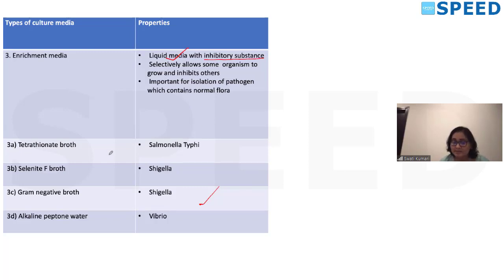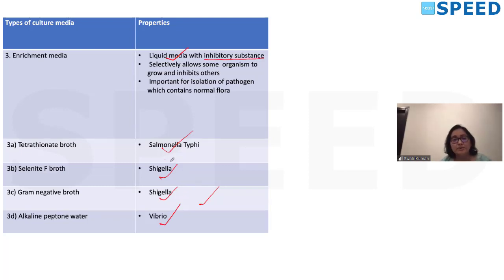You must be knowing, you have seen plenty of questions on enrichment media. Even in your CET this year, a question has been asked for Shigella. So you use tetrathionate broth for Salmonella typhi, you use selenite F broth for Shigella, you use gram-negative broth also for Shigella, you use alkaline peptone water for Vibrio cholerae.